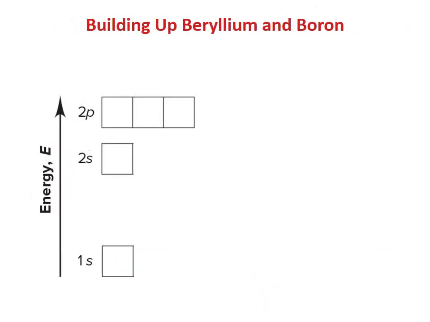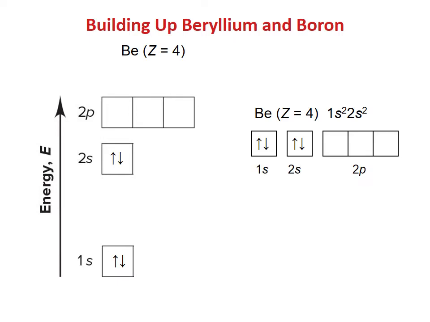Let's draw orbital diagrams for beryllium and boron. Beryllium has 4 protons and 4 electrons. You can find this information from the periodic table. So 2 electrons go to the lowest energy level, the 1s orbital, and 2 go to the higher energy level, the 2s orbital. Therefore, the electron configuration is 1s2, 2s2, and the orbital diagram we can also draw horizontally. So that's 1s, 2 electrons, and 2s, 2 electrons, spin up, spin down.